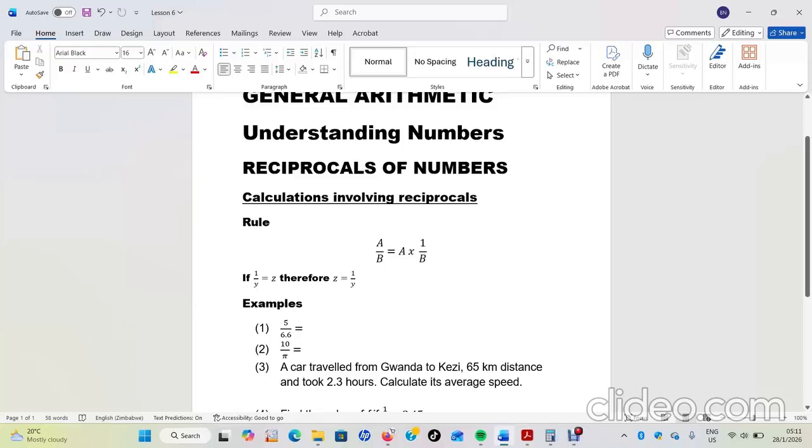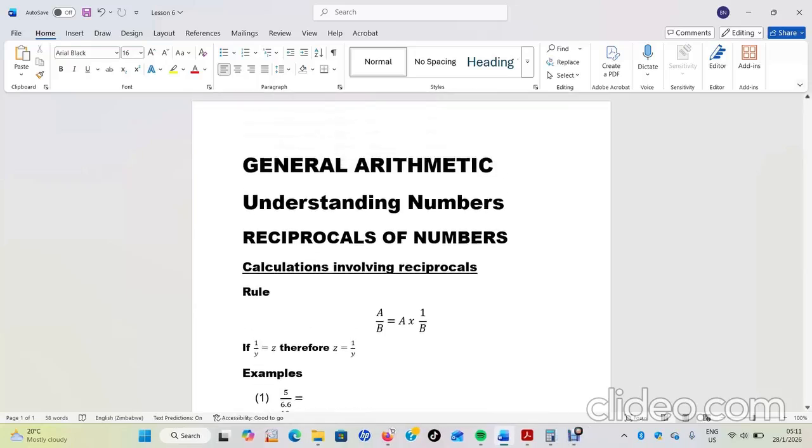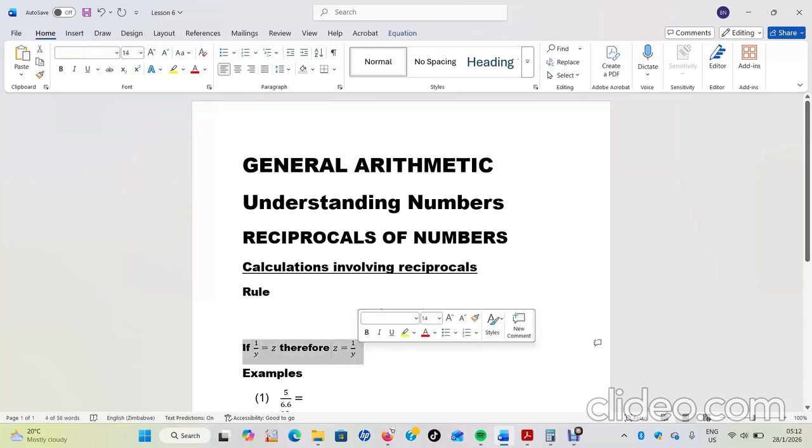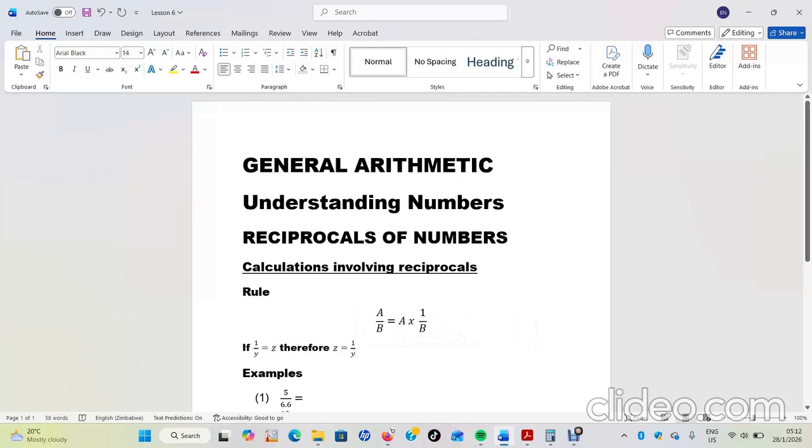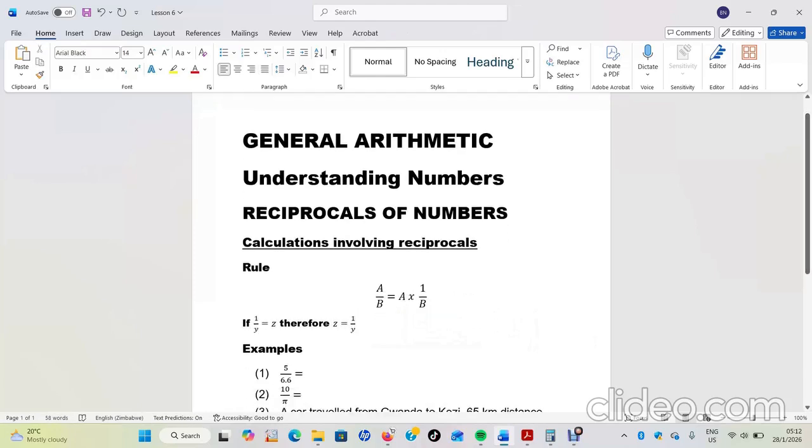Good day all. Today we are continuing with reciprocals of numbers, calculations involving reciprocals. Let's look at two rules. If you have A divided by B, it is the same as A times the reciprocal of B. If we have 1 over y is equal to z, you can also say z is equal to 1 over y. Let's look at examples.